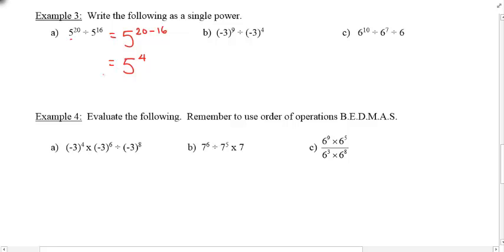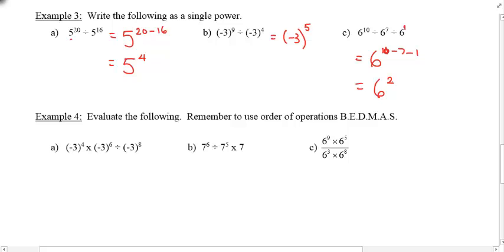We're done. Okay. Same thing with the next one. The base is the same. That's good. 9 take away 4. That's 5. We're done. And then here, once again, don't freak out when there's 3 things. Same idea. 10 minus 7. And then once again, this is 6 to the power of 1. So 10 minus 7 minus 1. 10 minus 7 is 3. Minus 1 is 2. This is 6 squared.